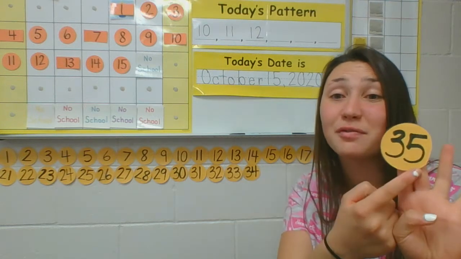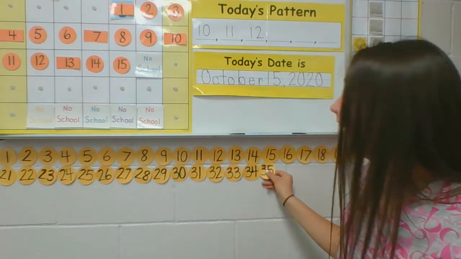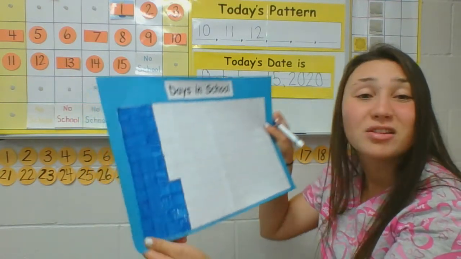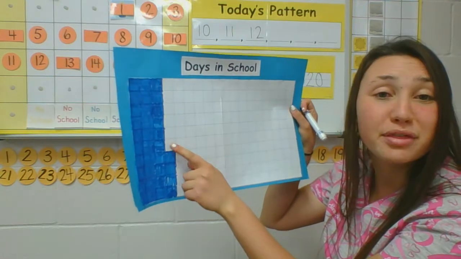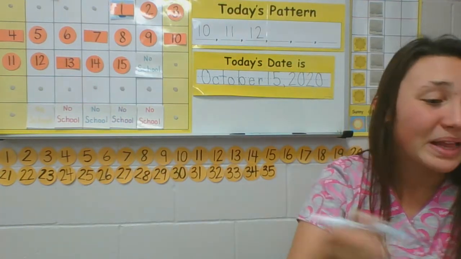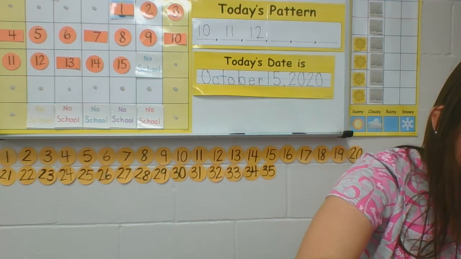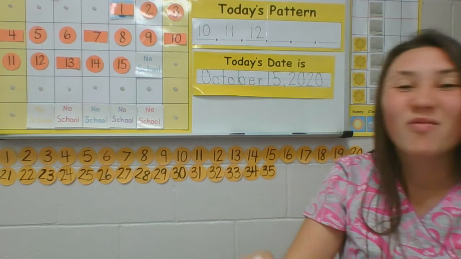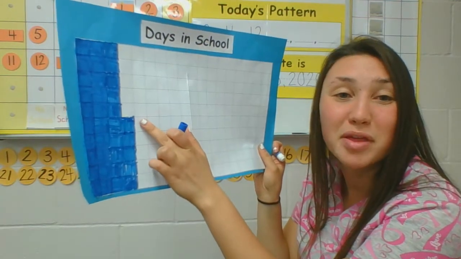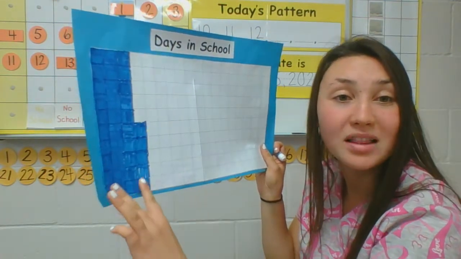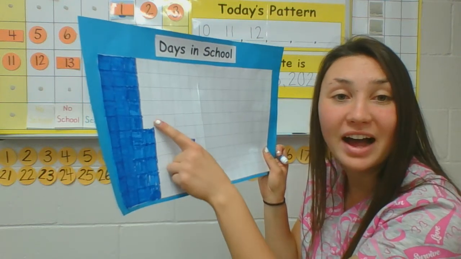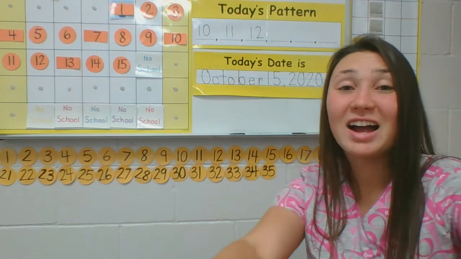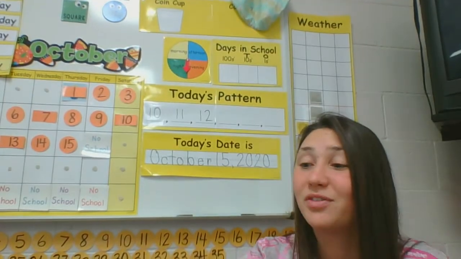We're up to 35. Oh, and next, what we do is we fill in our days in school chart. So I will fill in the 35th day in school for us really quickly now. There is our 35th day. You have 3 full columns, tens, and 5 ones in 35. So speaking of tens and ones, I will fill in our tens and ones column for us.